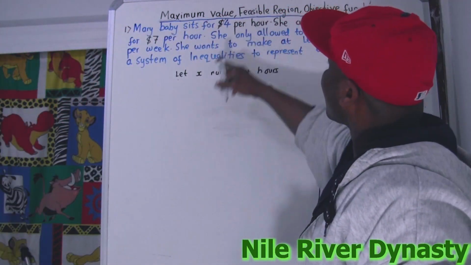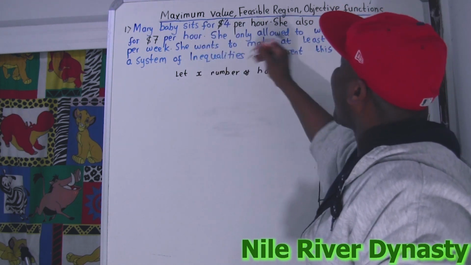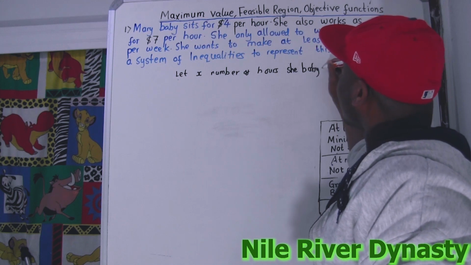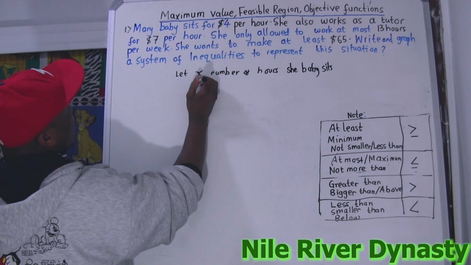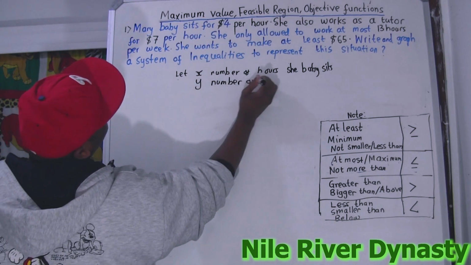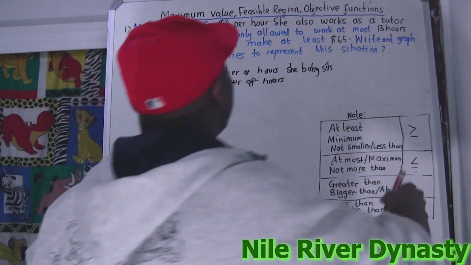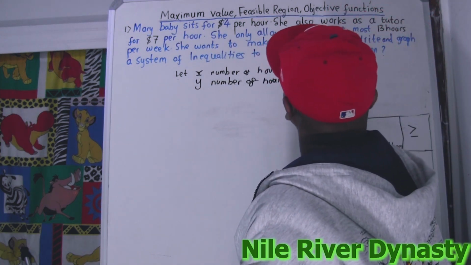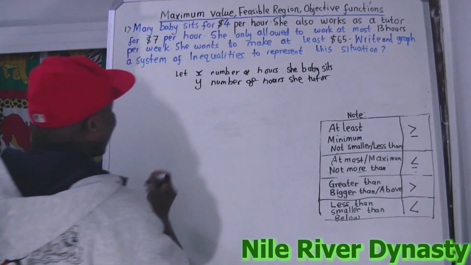babysits. Because for 1 hour it's 4, so x times 4, whatever number of hours she babysits. And y is going to represent the number of hours she tutors. Okay, so now let's make a table.